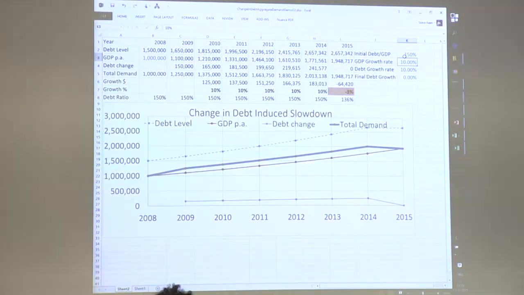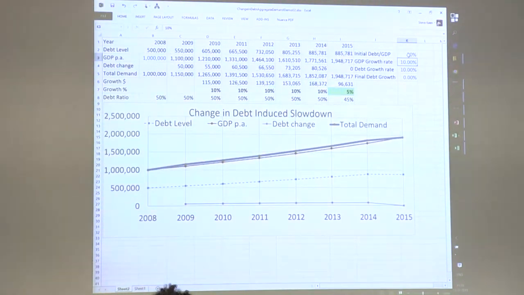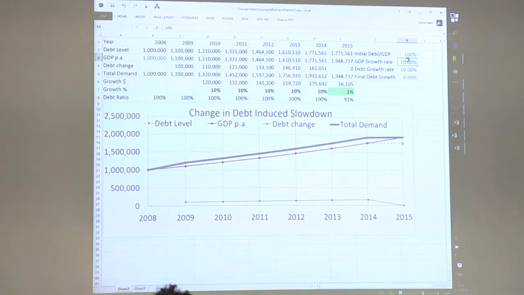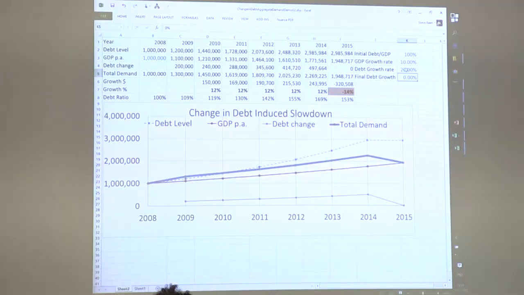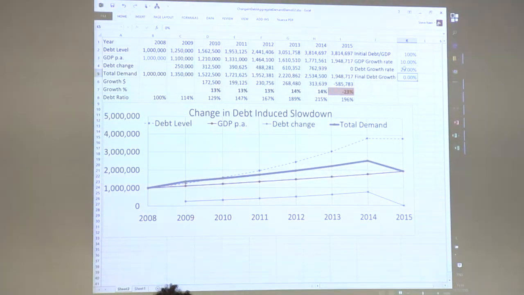Now, if you look at the type of situation we've actually seen in China, where your debt level may have started at, say, 50% of GDP way back in 2008. Well, let's make it 100%, which is pretty much what it was. And the debt ratio was growing at, say, let's make that 15%. Does that get me there? No, I've got to make it 20%. Still not there. Let's go for 25%.